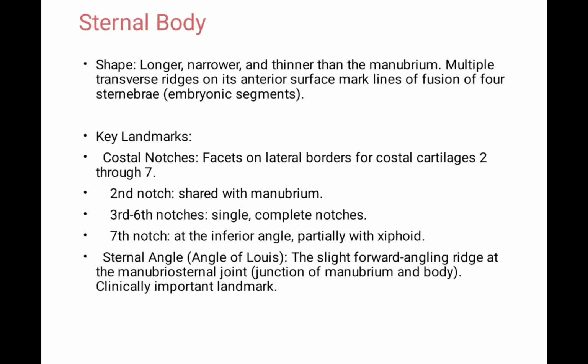Now let's look at the sternal body. The sternal body, if you look at its shape, it is longer, narrower, and thinner than the manubrium. Multiple transverse ridges are located on its anterior surface, which mark the lines of fusion of the four sternebrae, that are the embryonic segments of the sternal body. The embryonic segments of the sternal body are all referred to as the sternebrae. So the anterior surface marked lines represent the fusion lines of these sternebrae.